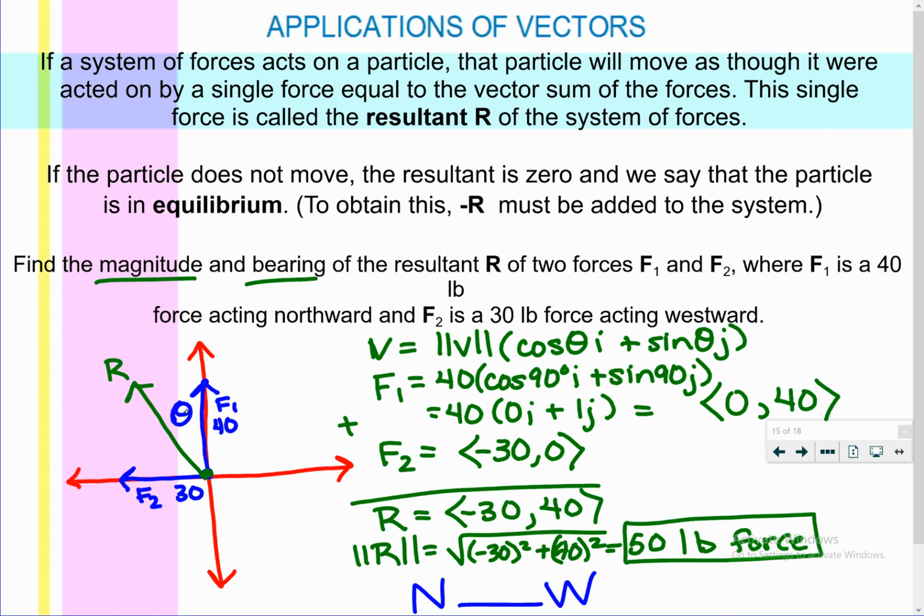Okay. If I want to get that angle, let me make my nice little pretty right triangle. I know 30 is that side. I know 40 is this side. Can you figure out what the angle inside the triangle is? Well, alpha. How do I find alpha?